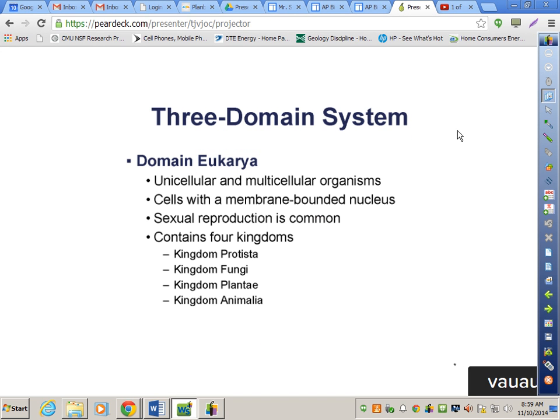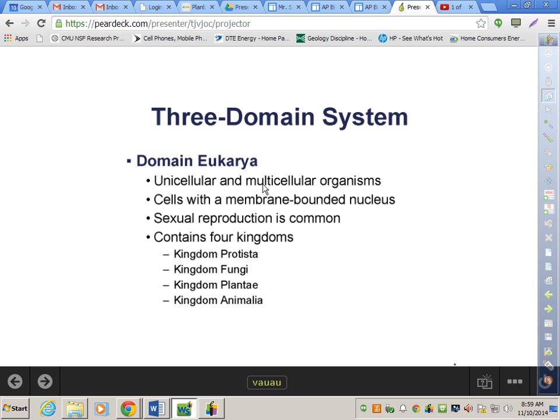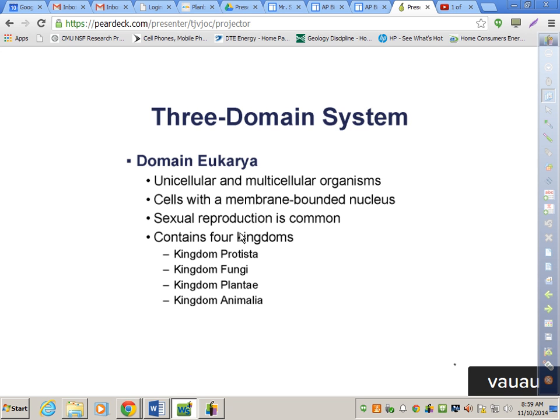So anything that has a nucleus falls into this category, which means any pond water protista, which means any multicellular organism. There is a lot in eukarya, right? So unicellular and multicellular organisms alike exist here. Cells with a membrane-bound nucleus. That is the dead giveaway. If you see a nucleus, you go, I am in the domain eukarya for sure. They use sexual reproduction, but it is not required.